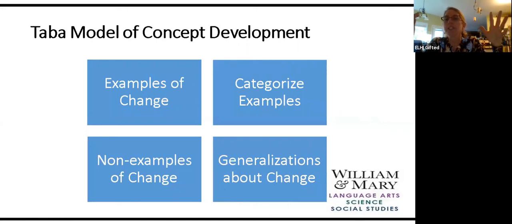Groups could make a little check mark, like, oh, they took my idea, so they won't say that idea. That way everybody can hear all the different ideas, and they could add ideas to their list. So that's step one, coming up with lots of examples of change.